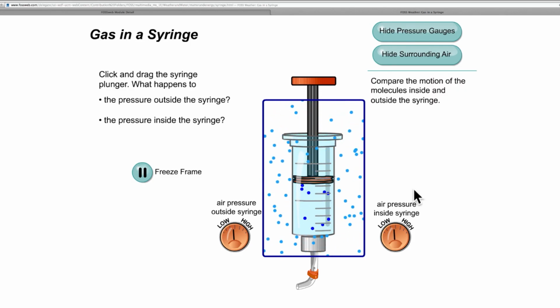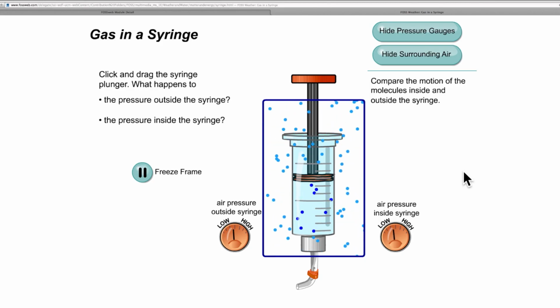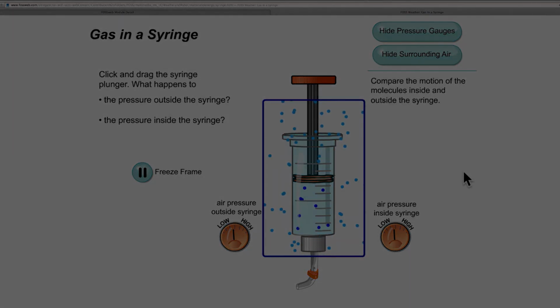And if all this conversation about pressure is stressing you out, take a little time to decompress.